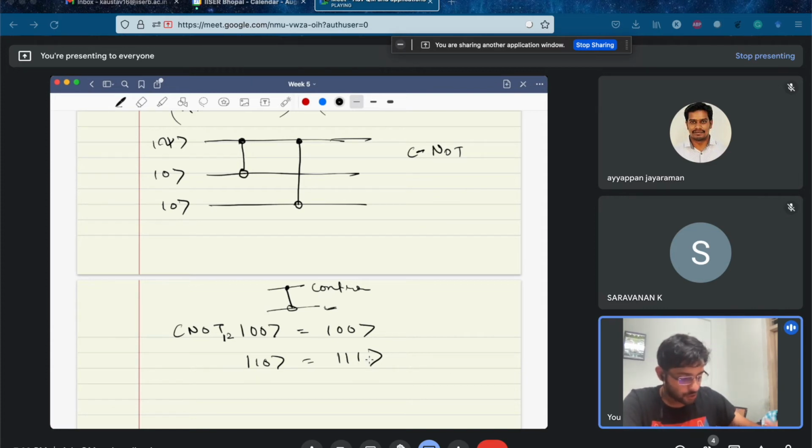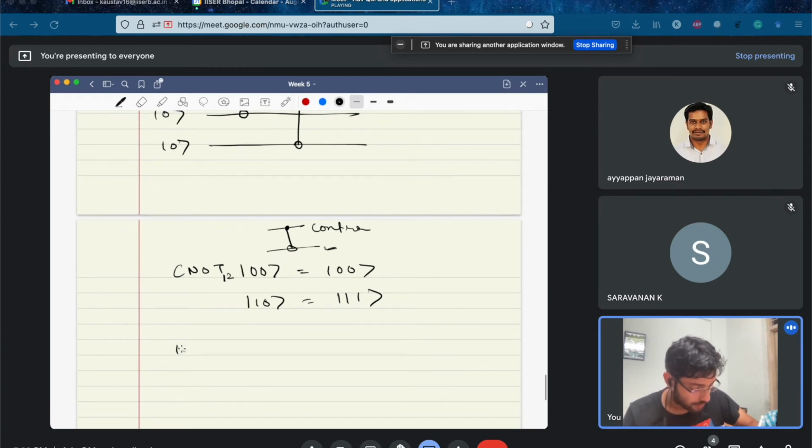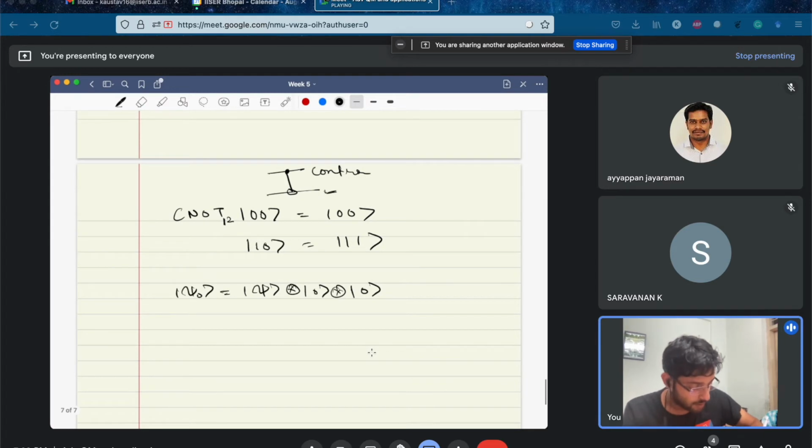Okay, so what this operation will do: you have your psi given as alpha 0 plus beta 1, right? Now your initial state, which I call psi naught, is essentially psi tensor product with 0 and 0. Okay, so you have alpha 0 plus beta 1 tensor product with 0.